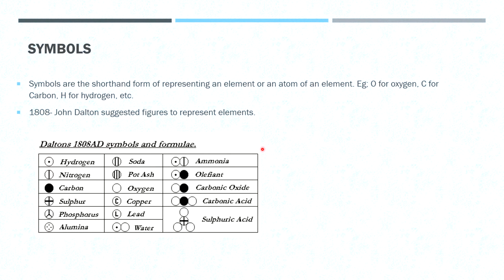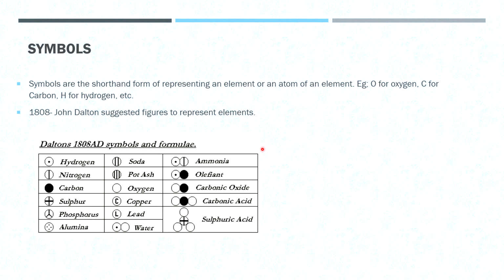Symbols. Symbols are the short form or the shorthand form of representing an element or an atom of an element. For example, we use capital O to represent oxygen, capital C to represent carbon, and capital H to represent hydrogen. You can look at the periodic table to understand how much these symbols are used.